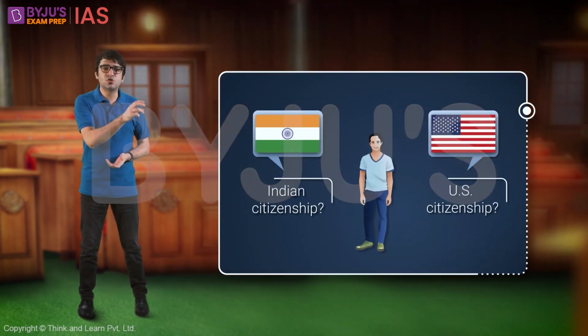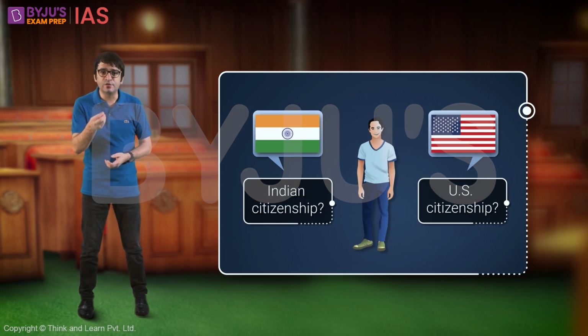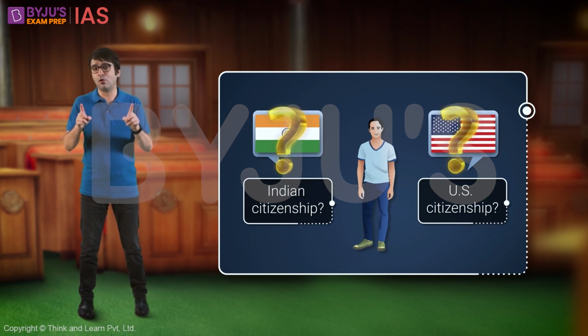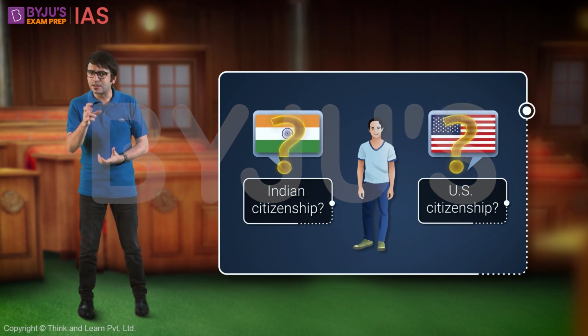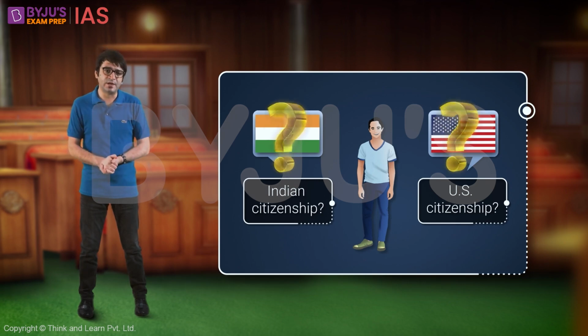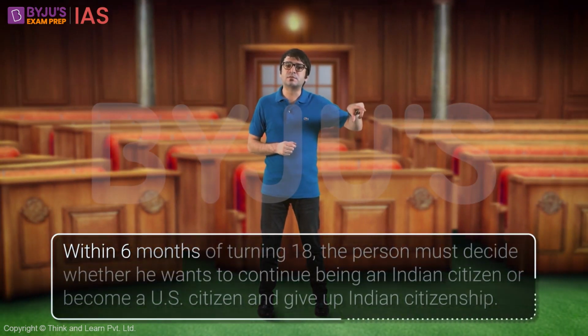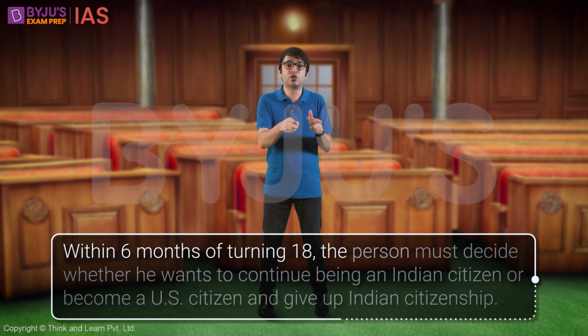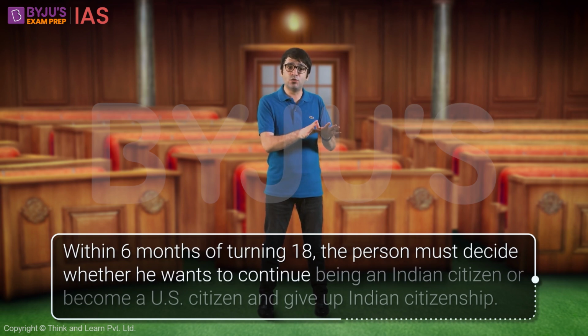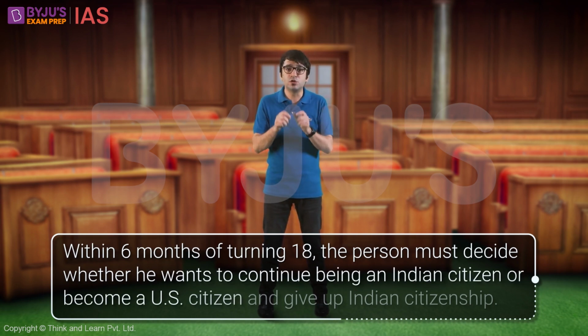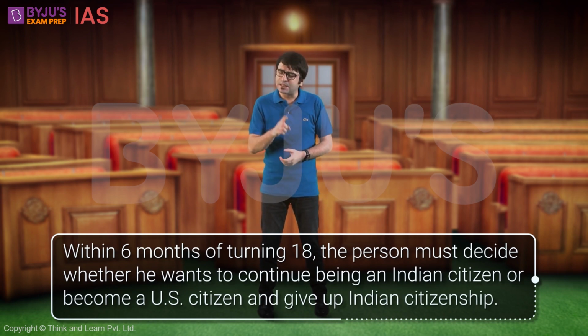But then, once this child turns major, attains the age of 18, this child will now have to take a call. Whether I want to continue as the citizen of India or I want to give up the citizenship of India. Within 6 months of this individual turning 18, he or she will have to take a call whether I want to continue as the citizen of United States or I want to continue as the citizen of India. But this is the only exception to our citizenship law. This child born outside the territory of India to an Indian parent, till the age of 18, can have dual citizenship. I'll give you one hilarious example.